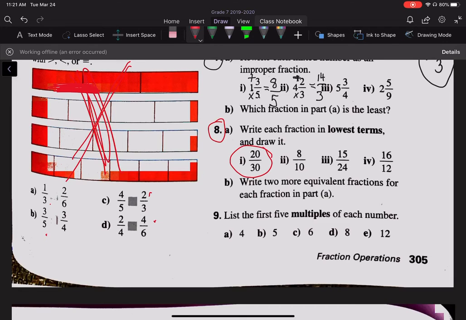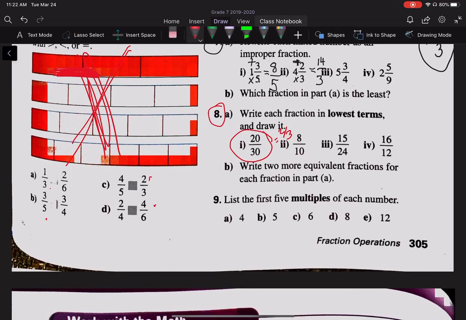And if I can hear you correctly, you guys are saying, Miss Aurora, it is divisible by 10, so it would be equal to 2 over 3. And if you said that, then you're correct. So you're dividing the top and the bottom, the numerator and denominator, by 10, and that's how you end up with a 2 over 3. And this is the lowest term. You can't do any more divisions.